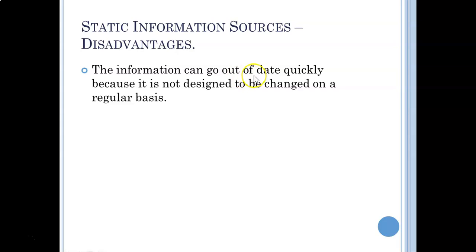Static information sources, what are the disadvantages? So the information can go out of date quickly because it is not designed to be changed on a regular basis. So if you look at a textbook from like 20 years ago, the information, if you compare it to textbooks in our time, or if you compare it to textbooks that have been published now, the information will probably be a little bit different, because the information in a textbook that has been published this year will most likely be more up to date than a textbook from 20 years ago.